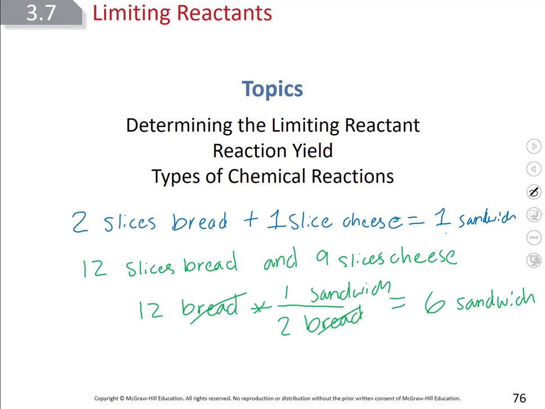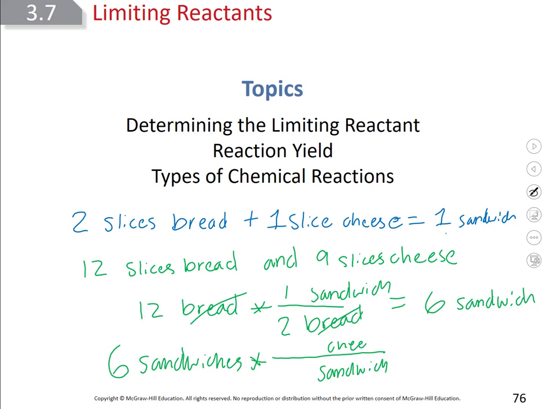3 slices of cheese. Now again, we're going to pretend we don't know how to do that math in our head. To determine that, we're going to take our sandwiches. We know we made 6 sandwiches, and determine how much cheese that's going to use up. So 6 sandwiches times molar ratio again. Sandwiches are going to go on the bottom and cheese on the top to determine how much cheese it is going to take to make these 6 sandwiches.